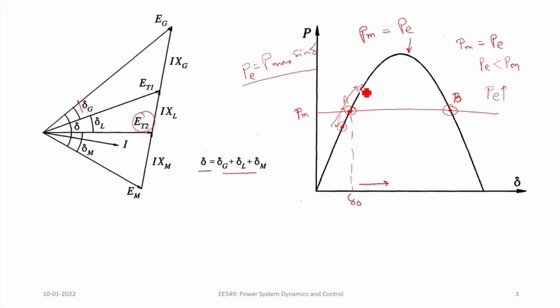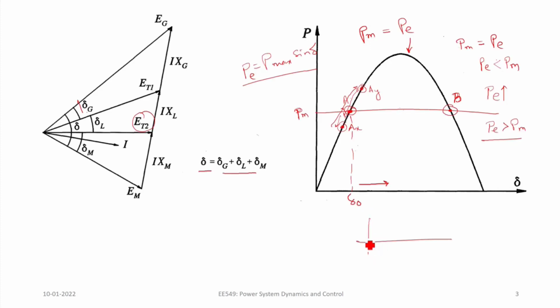Let us say this is A, and beyond it A dash. It will further move to point A dash, where P will become greater than Pm, and that will in fact decelerate again. So your rotor movement will again decelerate, and again it will come back to position A. Again, because of the deceleration, it will come down. Like that, it will continue oscillating, right?